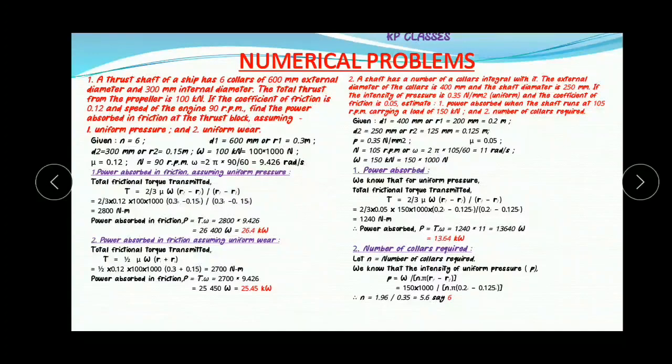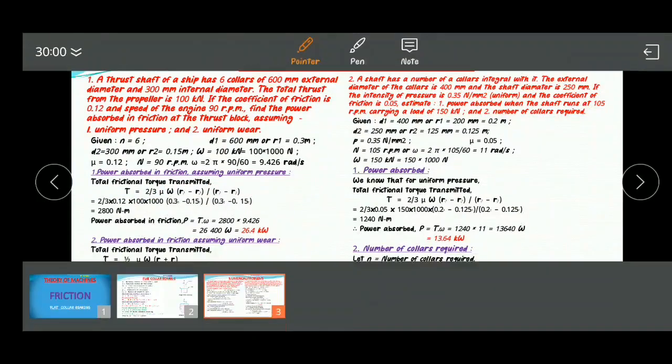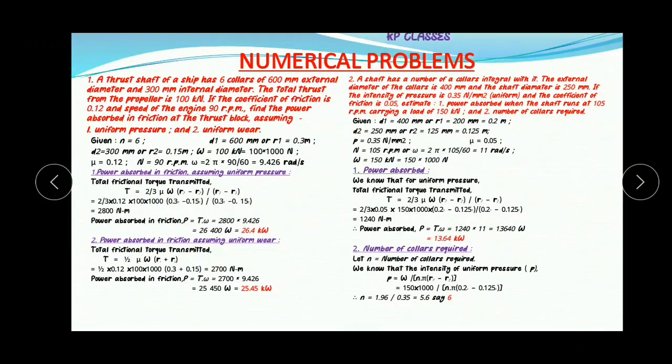First of all, we should calculate power absorbed in friction assuming uniform pressure. In case of uniform pressure, total frictional torque transmitted formula is T equal to 2 by 3 mu W (R1³ minus R2³) divided by (R1² minus R2²). By putting the corresponding values, this will become 2800 Newton meter. Care should be taken while calculating the torque, the unit must be in Newton meter.